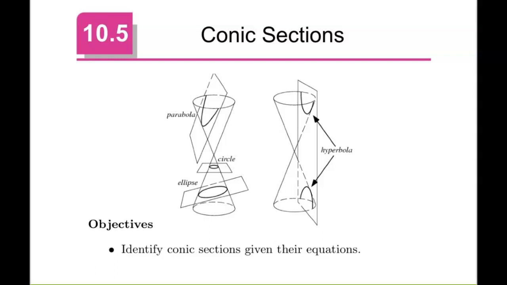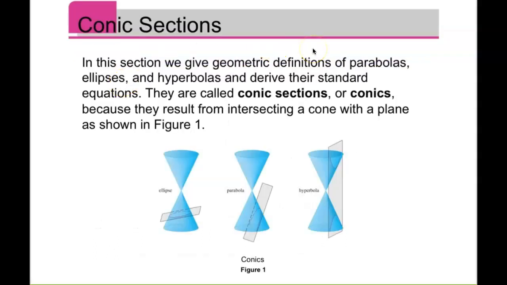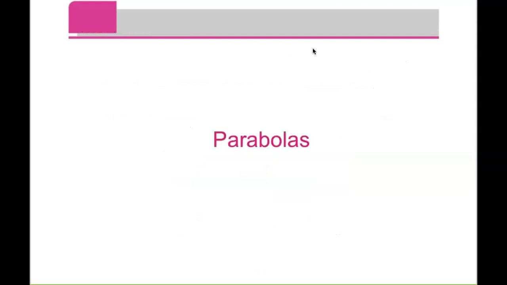All right, so there we go. Conic sections: when a plane intersects a double cone in one of three ways. Let's start with parabolas, one of the classics.